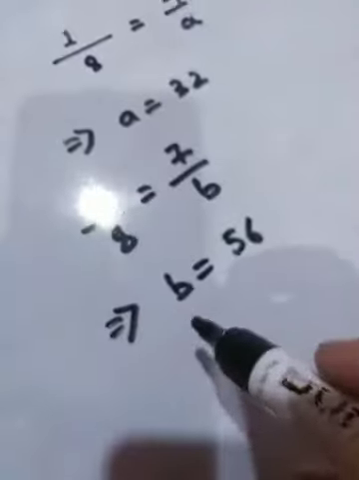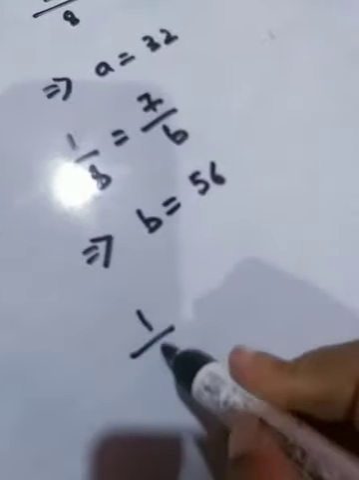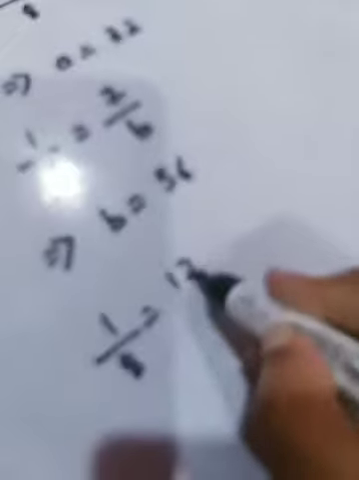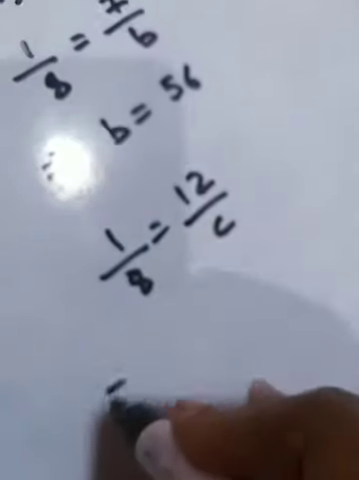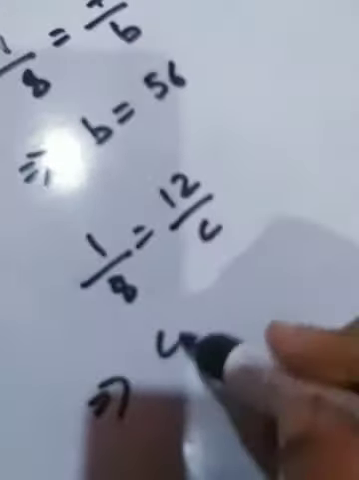Now let's get on with C. When we are concentrating on C, we'll not see these two parts. We'll only concentrate on 1, 8, 12 and C. So 1 by 8 equals 12 by C. Again cross multiplication: C ones are C and 8 into 12 is 96.